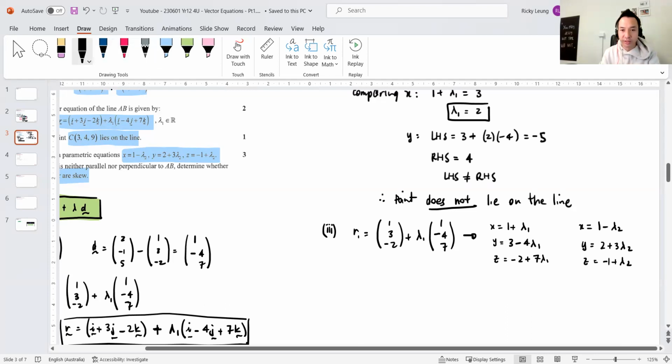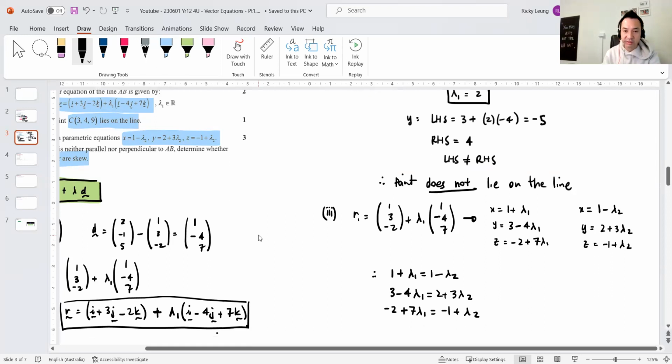So set them equal to each other. So therefore, 1 plus lambda 1 equals 1 minus lambda 2, and then 3 minus 4 lambda 1 equals 2 plus 3 lambda 2, that guy, this guy. All right, guys. Now, what can I see? Before I solve anything, I'm just going to simplify this one first. Knock off the 1, so lambda 1 equals negative lambda 2. All right, feels like my equation number 1. And then I can sub it into either one.